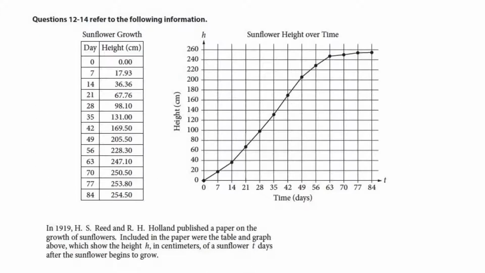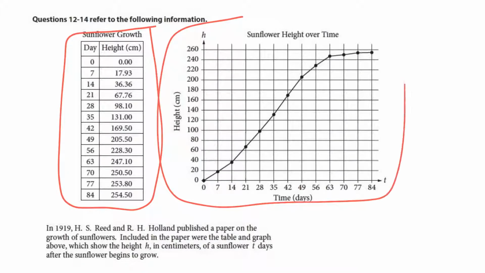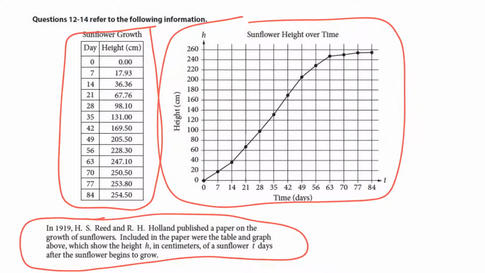All right, number 12. Well, this isn't 12. This is going to be 12 through 14. But this is the information. We're going to look at it all in one place, and then we're going to look at pieces of it to answer questions 12, 13, and 14. This is a graph of sunflower height over time, and what they give us here is a table, a graph, and then some information, a verbal description. So let's read what they've got here.